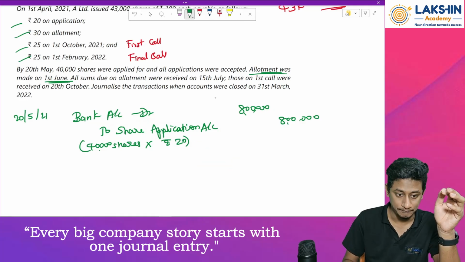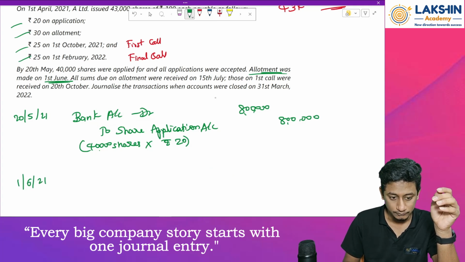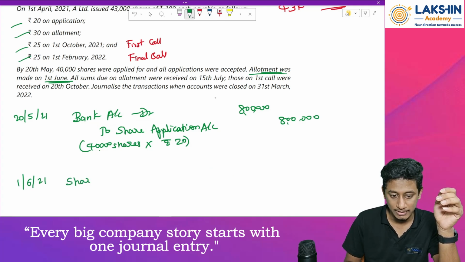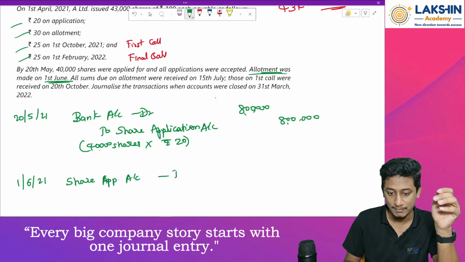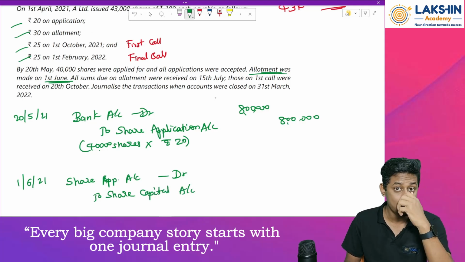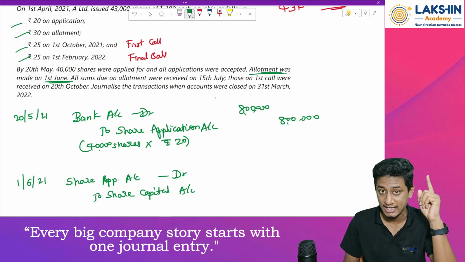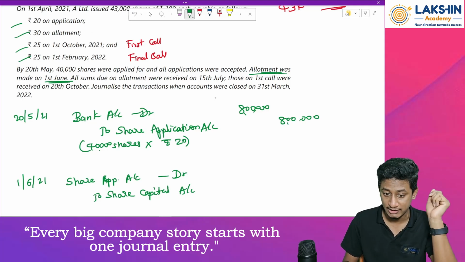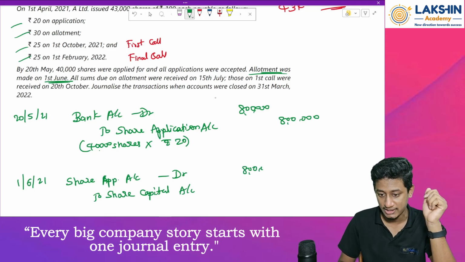Okay. So on 1st of June 2021, share application account will be debited. Why? Because I need to reverse whatever was passed before. Share application account debited to share capital account. Now I am increasing the value of my share capital on the liability side. Whenever the share capital increases, I will credit the account. By how much? Again, rupees 8 lakh.